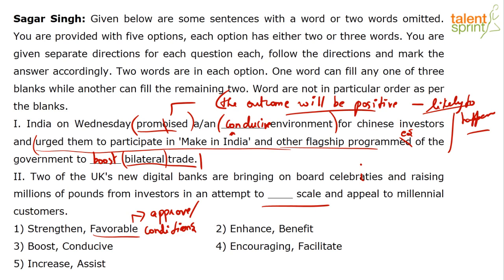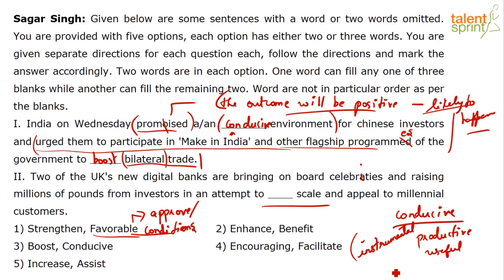Favorable means approving. Favorable conditions is one collocation I gave you. But on the other hand, if I say something is conducive, you're saying something that is productive, something that is useful, something that is instrumental, right? These are all the synonyms for conducive. Instrumental, I'll just write it somewhere here on top. Okay. So all these words will go in the context, right? They want it to have an effective result, something that will be useful for both India and China.